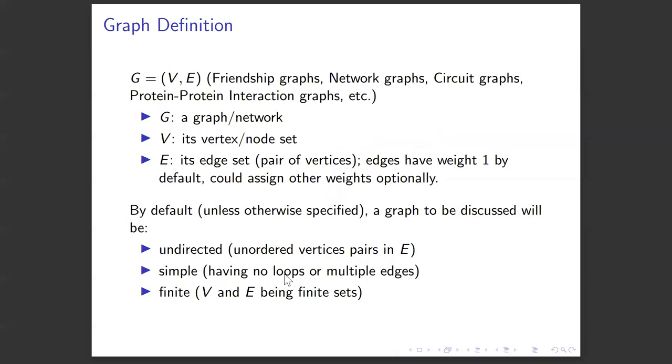This is a very, very easy definition, and I think most of you have looked at it. So we know that the graph is G. G has the vertices and the edges. The vertex set is like the node set, so every node is contained in this set, and E is the edge set.